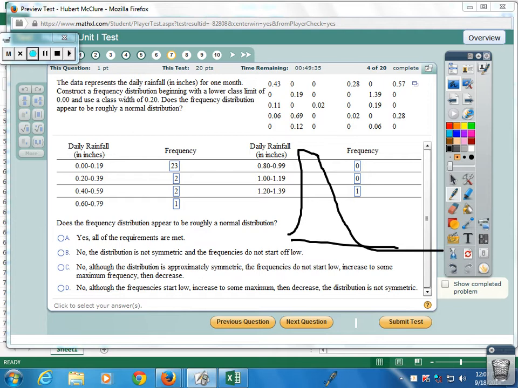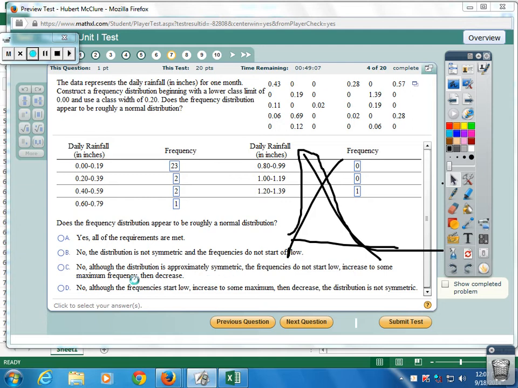So it's skewed right. So it's not a normal distribution. Now I don't know what they, and I think this is stupid, they try to trick you. They say, no, the distribution is not symmetric and the frequencies do not start off low. So that would be my point. I would hit that. But no, although the distribution is approximately symmetric, the frequencies do not start off low, increase to some maximum frequency, then decrease.